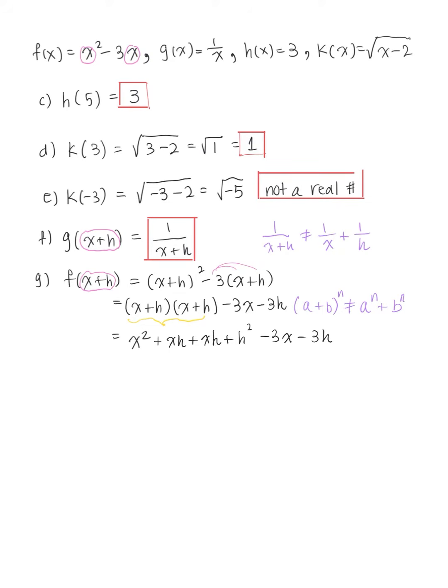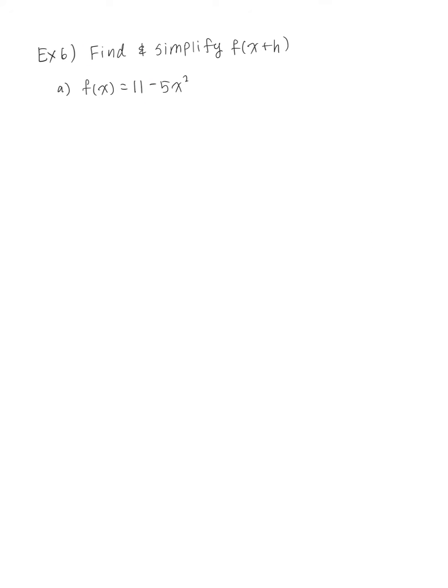All right, now let's take a look at this. Remember, there was an invisible 1 sitting on the front of it, so you can still combine these two because they're like terms. So this portion is going to become x squared plus 2xh plus h squared minus 3x and then minus 3h. Do we have any common terms here? Nope. So that is going to be our answer. All right, now let's look at example 6. It says find and simplify f of x plus h. So first, we're given f of x equals 11 minus 5x squared.